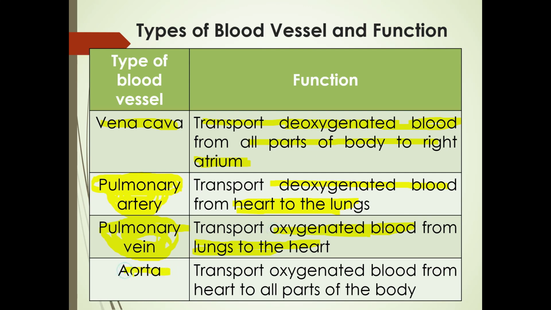And then the aorta transports the oxygenated blood from the heart to all parts of the body. It has three openings. Why does it have three openings? That is to increase the blood circulation, to increase the amount of blood.